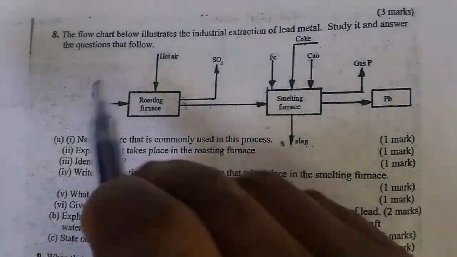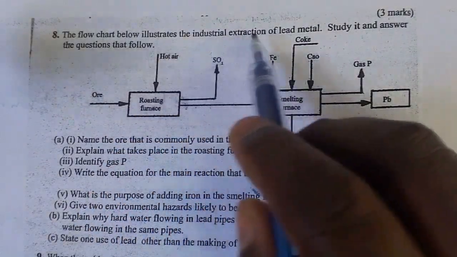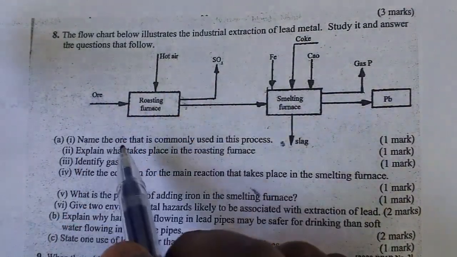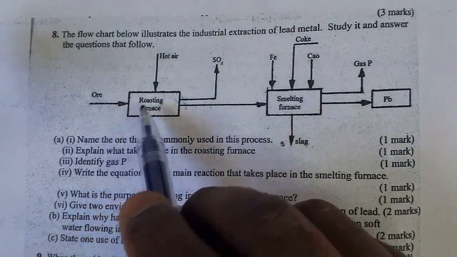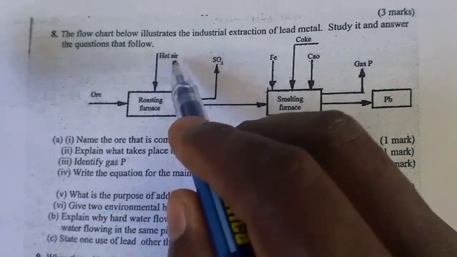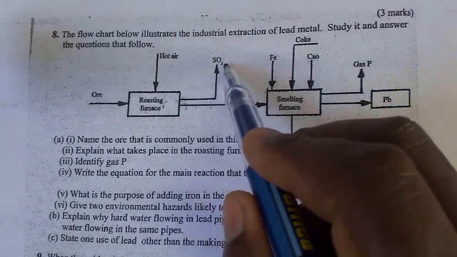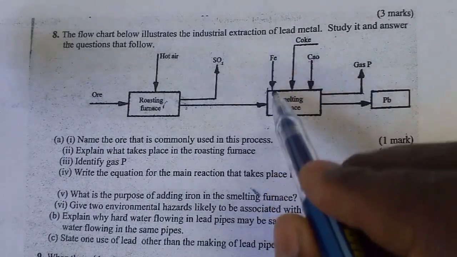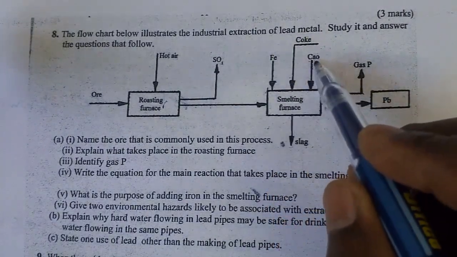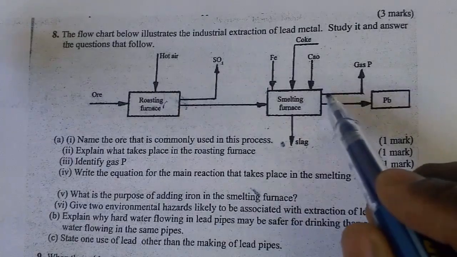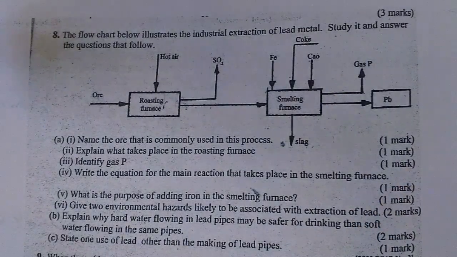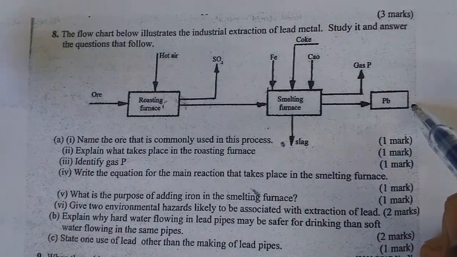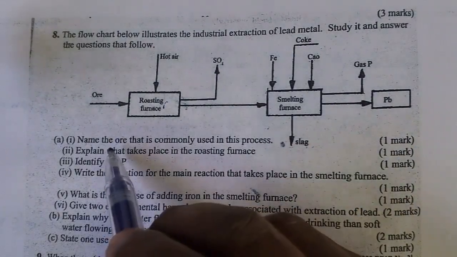The flowchart below illustrates the industrial extraction of lead metal. Study it and answer the questions that follow. Now this is the ore, which undergoes roasting in the furnace. There is hot air, then there is sulfur dioxide given out. Then the remaining mixture comes to the smelting furnace where iron is added, coke is added, and calcium oxide is added. Then a gas P is given out. Then a slag is given out, and the lead metal is being collected. So name the ore that is commonly used.